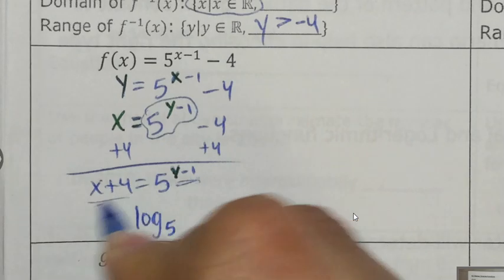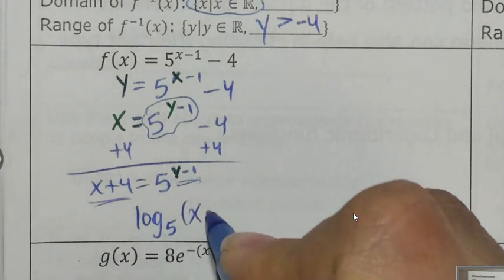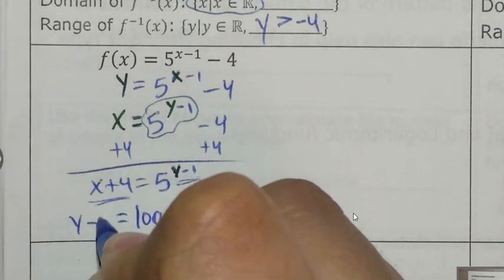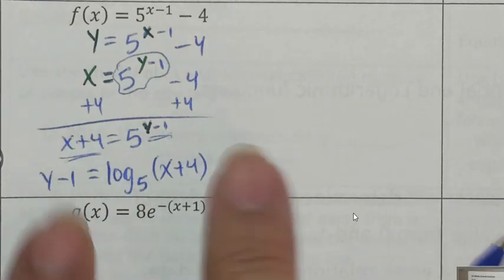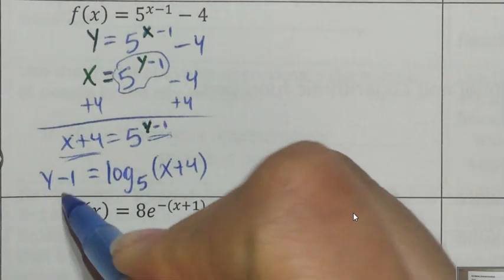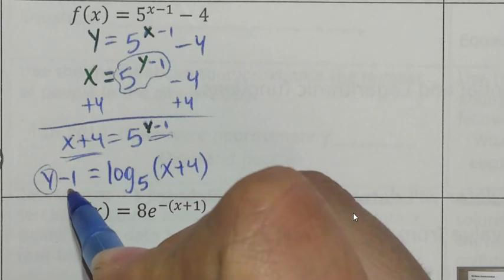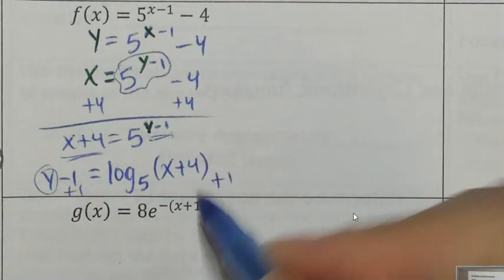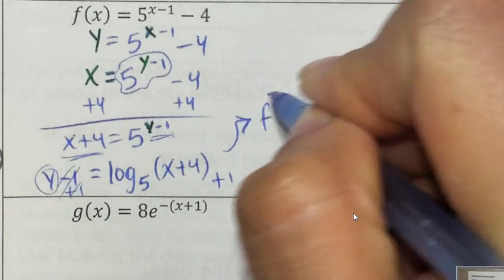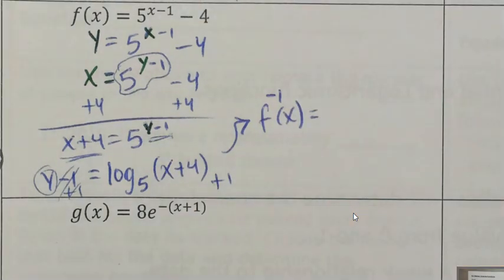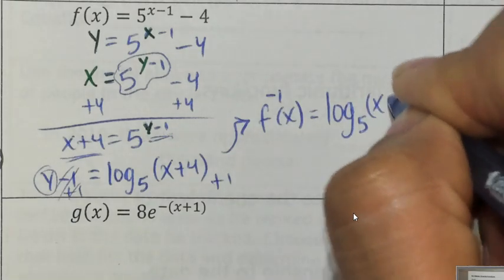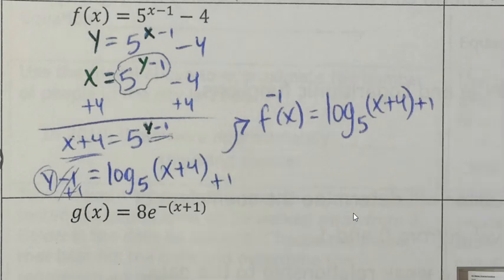And then these two parts switch. So we're going to have the argument of x plus 4 equals on this side or the other side, whichever side you prefer. So these two swap. And then now we want to isolate for y, which means that we need to add 1 to both sides to cancel this one. So the inverse function will have log of base 5, argument x plus 4, and then plus 1.